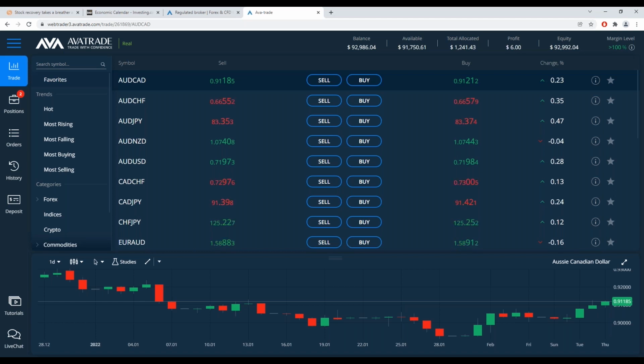Get your price points found that you like before that CPI data comes. I think we could see some large moves after that on the charts.